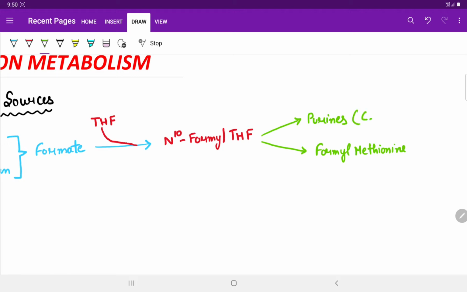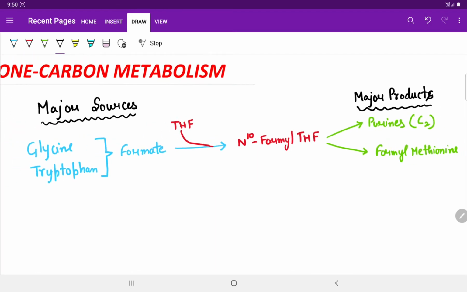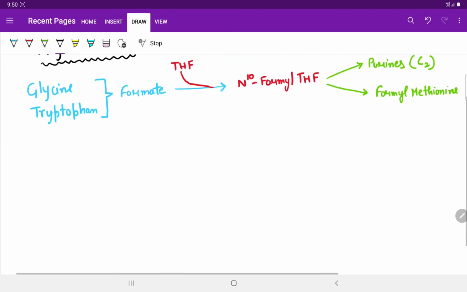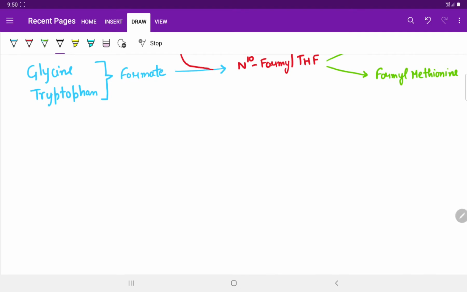So the purines will be formed, where the addition of the carbon will be at the 2nd position, and then the formyl methionine may be formed. So these green colored are the major products that are formed. So you can see the reactions will be proceeding like this. Then comes the histidine.